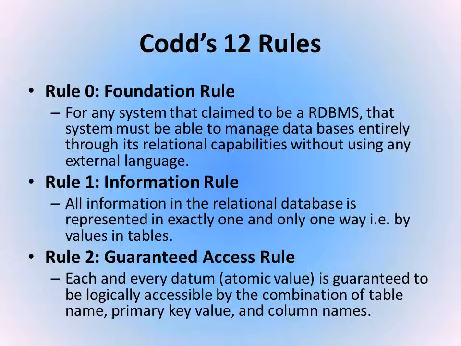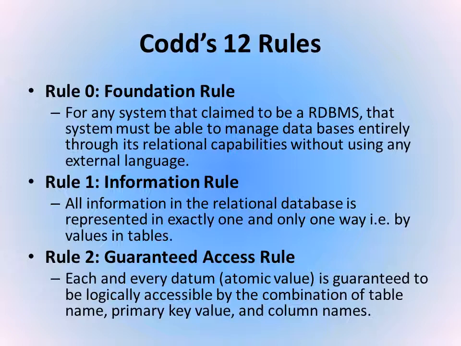Metadata includes all information such as table name, column name, data type. Tables that store such information are parts of the data dictionary. Data are represented in only one way, and that is as the values within columns and rows. Each cell should have a single data value, that is, each cell should have an atomic value. Now, rule 2, that is the guaranteed access rule.